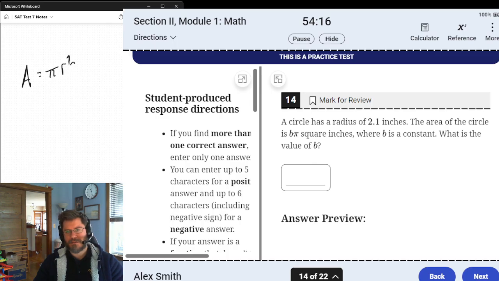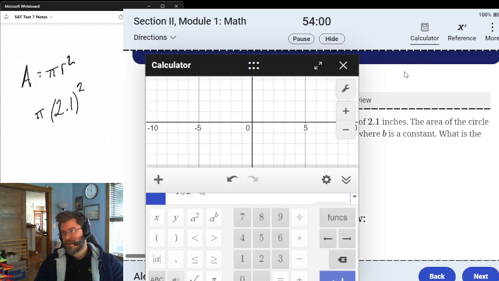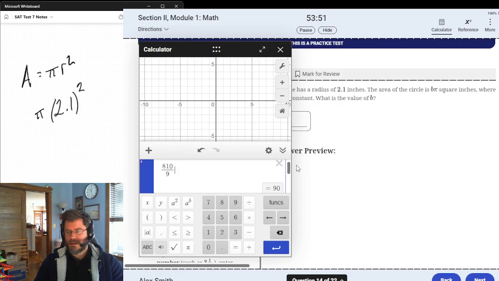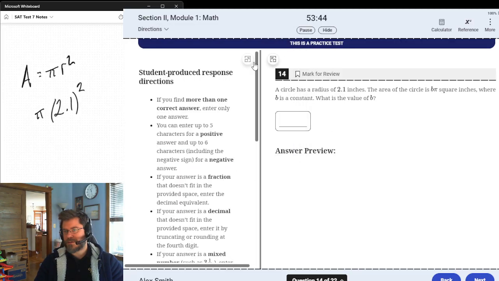Ooh, my squared is being weird. There we go. So 2.1 squared is our radius squared, and that's all they want. It's pi times b in the question. So as soon as I square this 2.1, and I'm going to be lazy, I'm just going to go ahead and do it in Desmos. My Desmos is being weird because I zoomed in. All right, 2.1 times 2.1, 4.41.